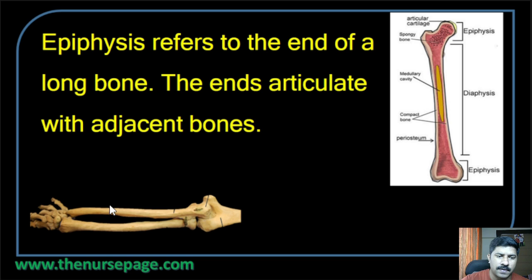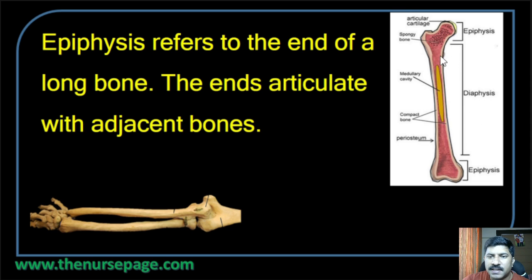Here is an example of the arm. The radius and ulna are joined with the humerus. This epiphyseal part of the ulna and radius is joined with the epiphysis of the humerus. I will explain with this picture. Here is the picture of the femur; the head of the femur is an example of epiphysis. The two ends of a long bone are the epiphyses.